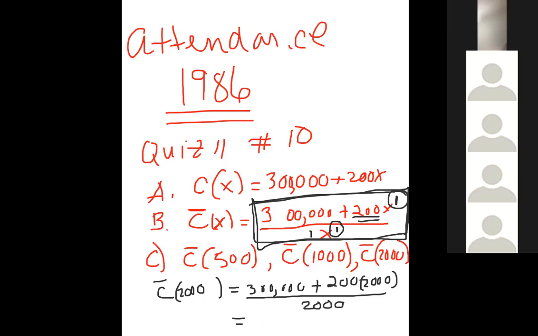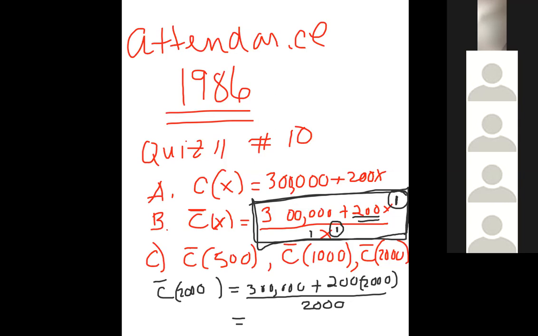200. Because remember, the cost function said the overhead cost for these bikes is $300,000 plus $200 to produce each bike. But what happens is that as you increase the number of bikes produced, the cost goes down. And so the more bikes you produce, the less the average cost per bike.